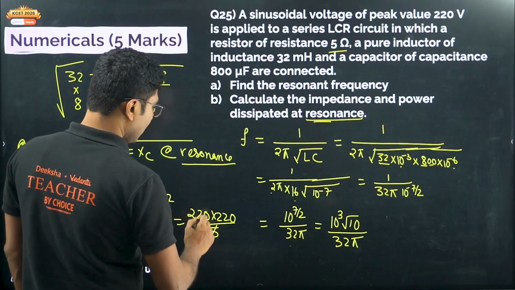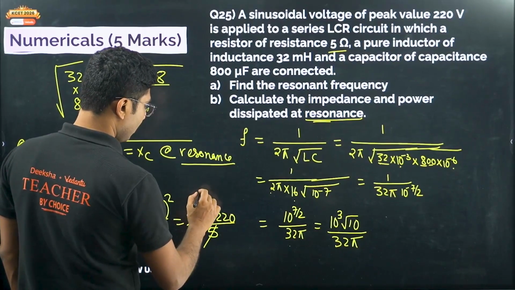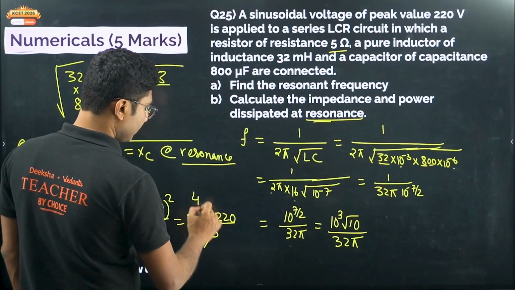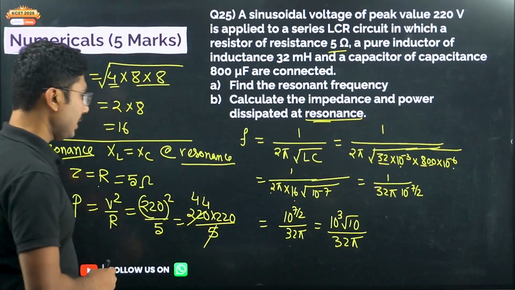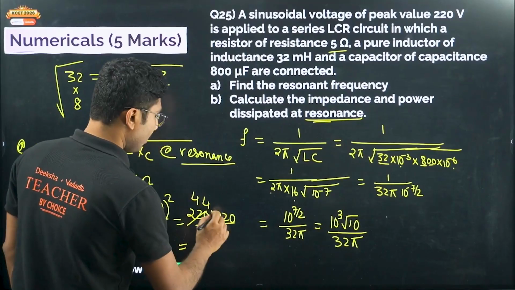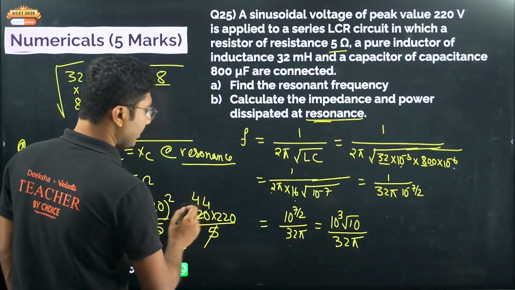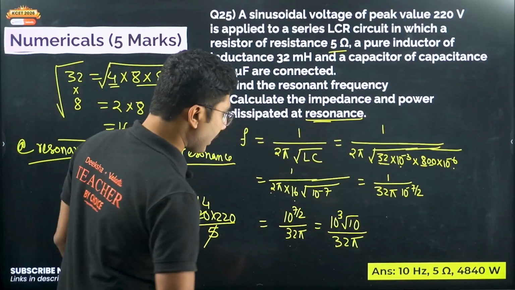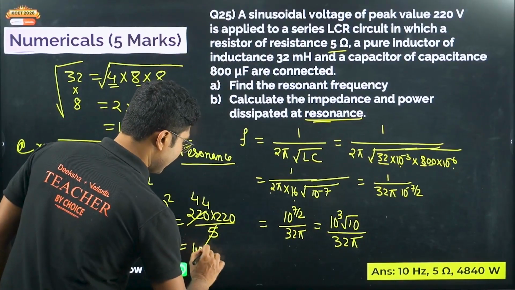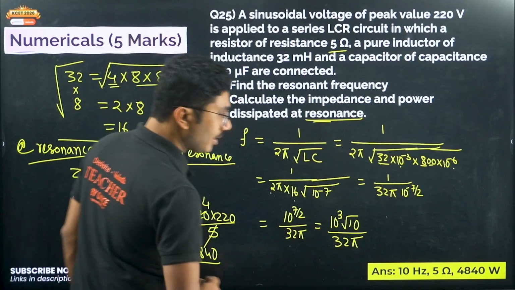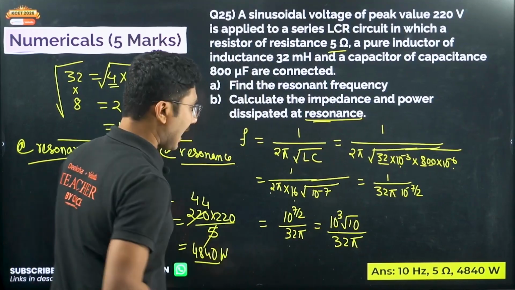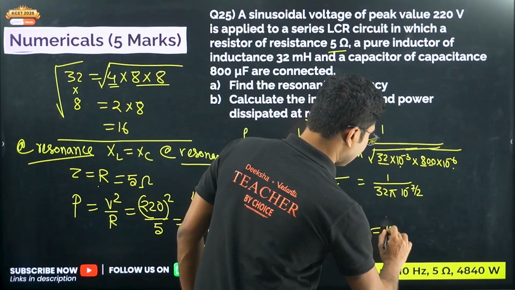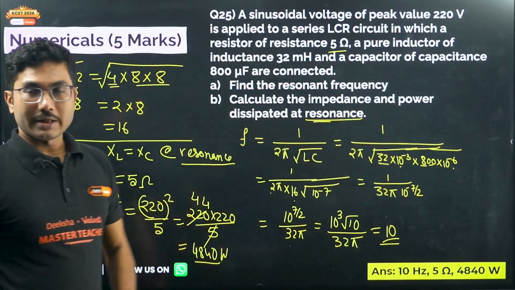So we get 4 5s are 20 and 4 5s are another 20. Okay, so this is equal to 22 into 22 into 2. So the answer you will get is 4840. Sorry, I took some help from my answers. Okay, and the resonance frequency will come out to be 10 Hz. You can check the answer, it will turn out to be 10 Hz.